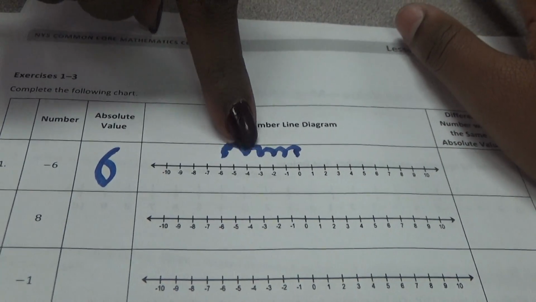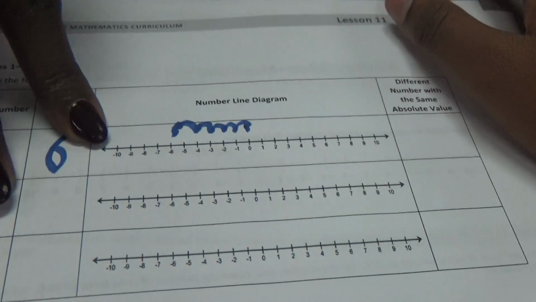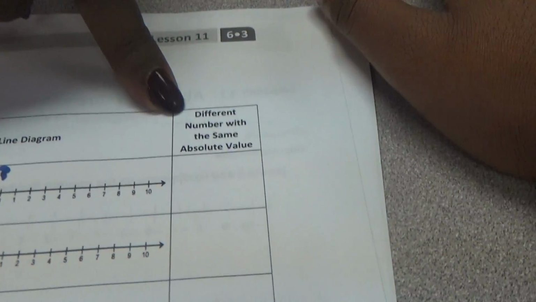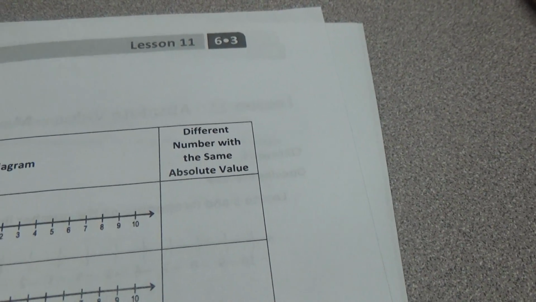On the number line, you need to show the curved arrow method, starting from 0 until you reach that number. Now, let's look at the last column. The last column says different number with the same value. So what other number would give me an absolute value of 6? Negative 6. Negative 6, okay?